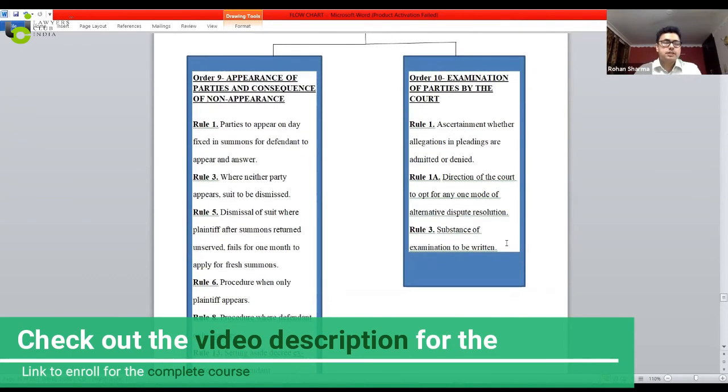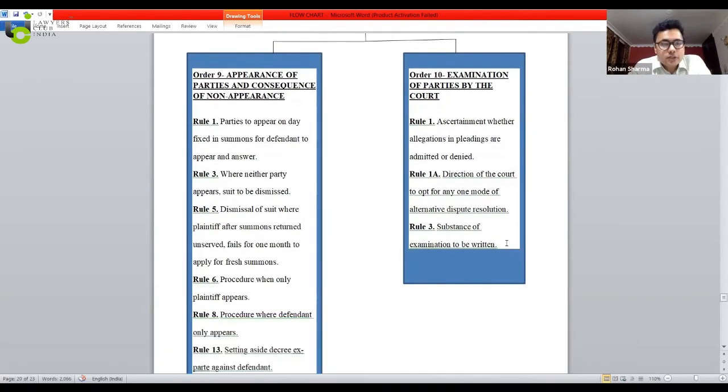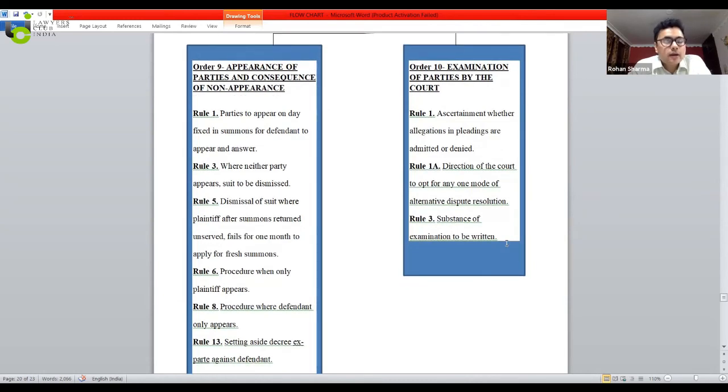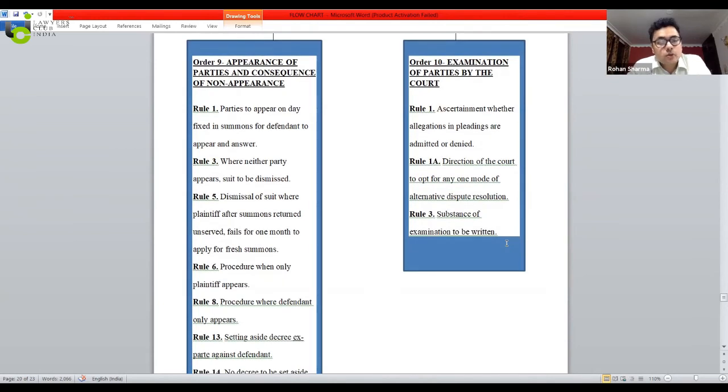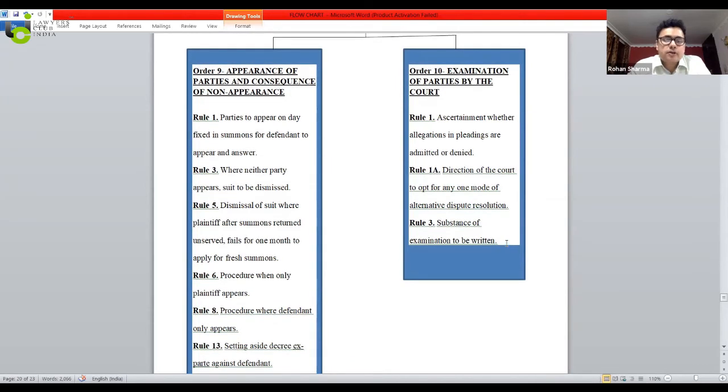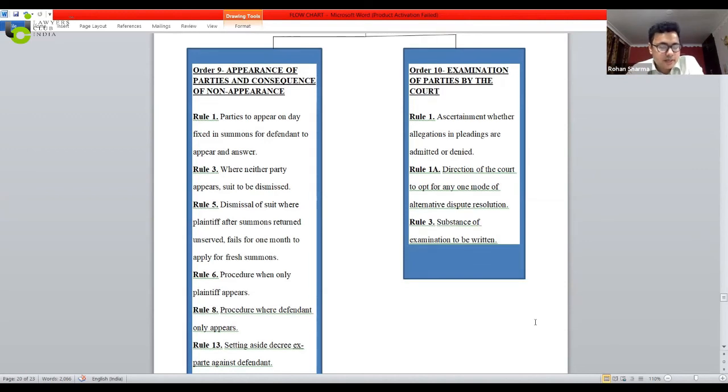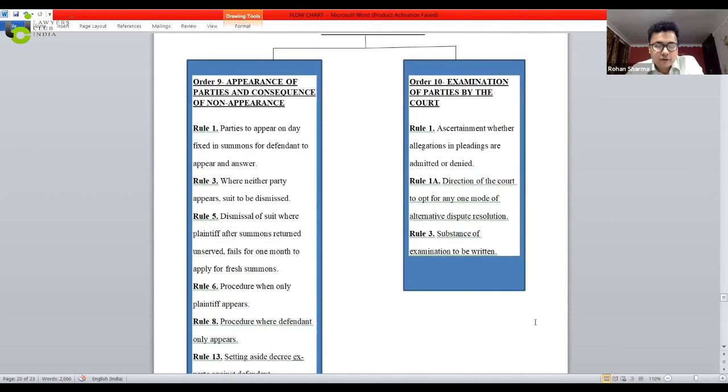These specific orders, again procedural orders, deal with the appearance of parties: in what manner and when the parties have to appear, what is the procedure the court has to follow when it has to summon a party, that the party has to appear on a specific day on which the court has summoned, what are the powers in case both the parties default in appearing, what is the procedure to be followed in case only one specific party appears, where the defendant appears, things like that. These are the powers which are outlined under Order 9 of your Schedule 1.